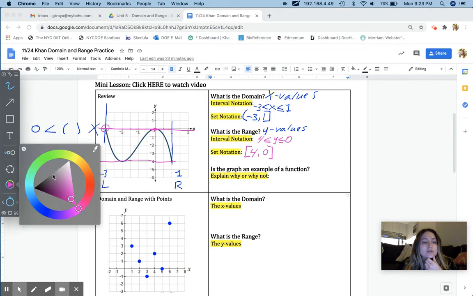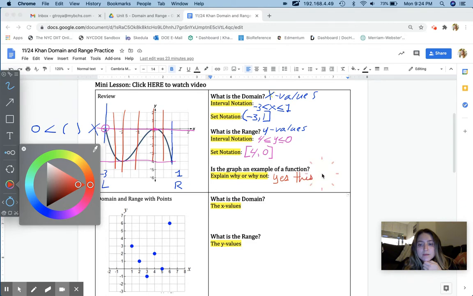And is this a function? If I do my vertical line test, I will only ever hit 1 point. So yes, this is a function because it passes the vertical line test.